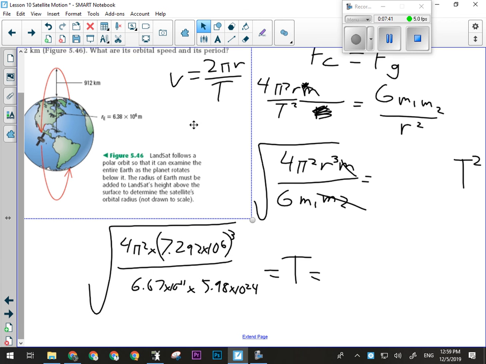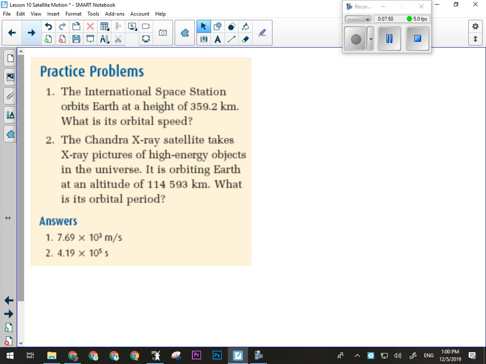All right, everybody follow the manipulation there? Just plugging in and then moving things around. Nothing you guys can't handle. I want you guys to try these ones. Something to watch for, because this is a very common trick with satellite motion questions.